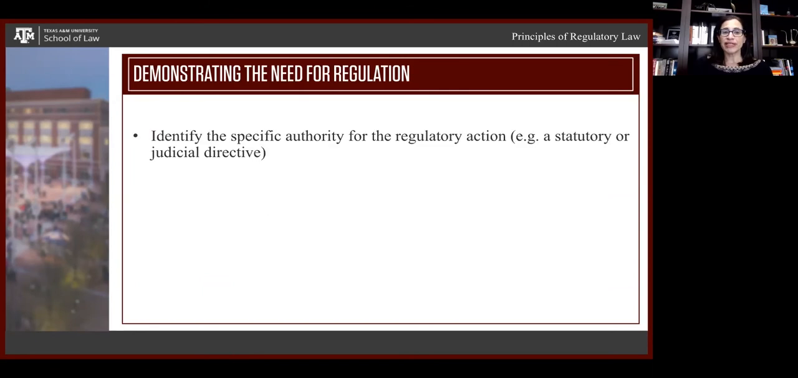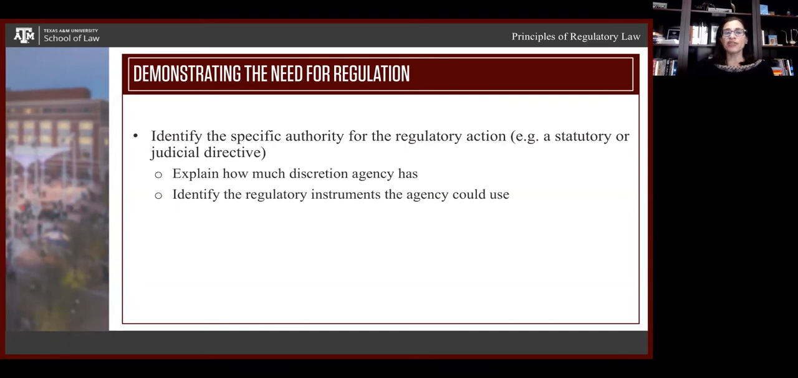In demonstrating the need for the regulation, you should identify the specific authority for the regulatory action. And that could be the statute written by Congress or a judicial directive, so one from a court. That authority should explain how much discretion the agency has and identify the regulatory instruments the agency could use, so how the agency could go about doing this.